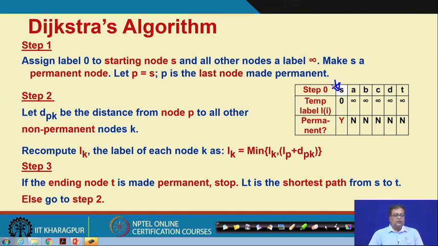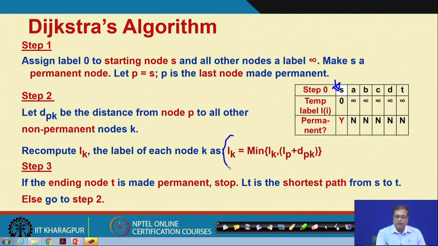So, that is the first set of calculation. Then, step 2: let dpk be the distance from node P. What is node P? That is the last node that has been made permanent. And what is k? K are all the non-permanent nodes. Is it all right? So, recompute Lk, the level of each node k, as Lk equal to the minimum of Lk and Lp plus dpk. Is it all right?